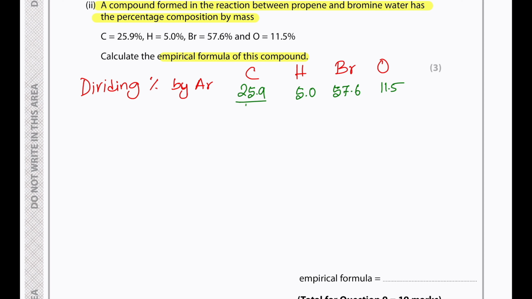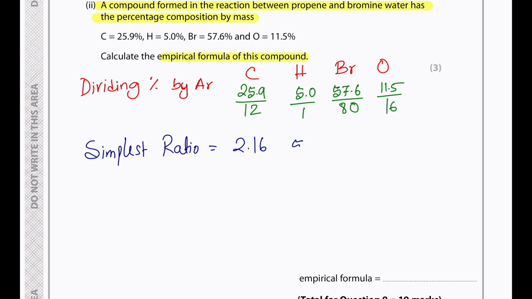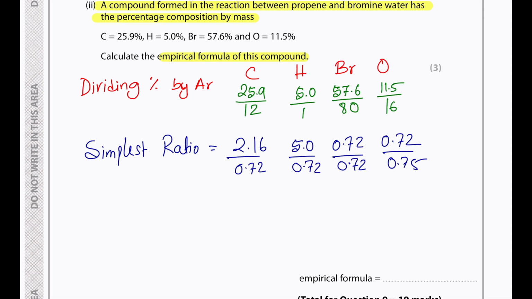Then we are going to obtain the simplest ratio. The simplest ratio would be obtained by dividing the answers by the smallest number from the answers. The smallest number from the answers is 0.72. So everything will be divided by 0.72. This gives us 3 carbon, 7 hydrogen, 1 bromine, and 1 oxygen. So the empirical formula of the molecule will be C3H7BrO.